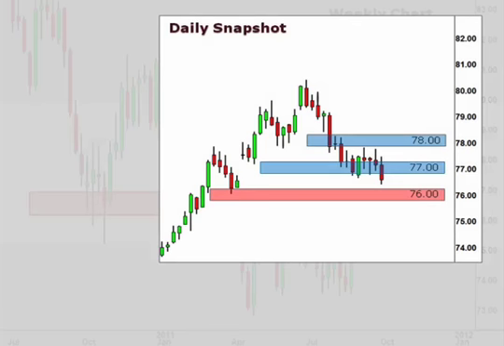Let's take a look at our daily chart. The daily chart reflects the near-term support sitting at 76. A break back above 77 this week opens the window for a continuation to the upside.